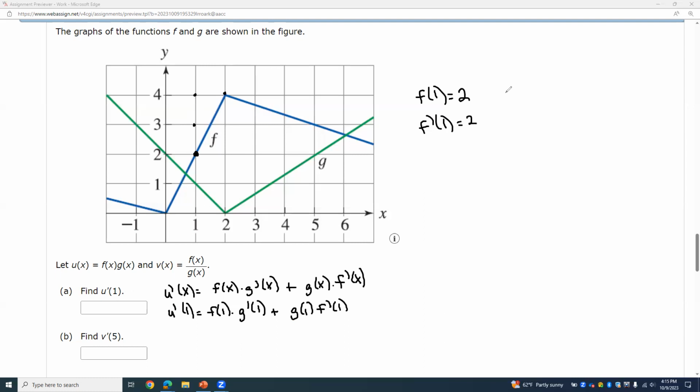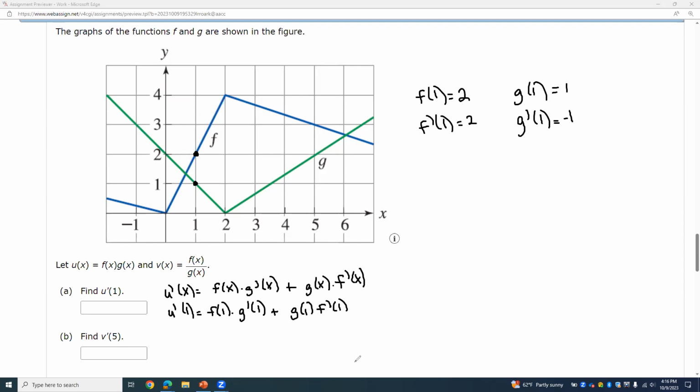Okay, I'm going to do the same thing for g while I'm here. I'm just going to get all of my ducks in a row. Okay, g of 1 is 1. If I look at where the function for g is, where x equals 1, the y value is 1, so g of 1 is 1. And then I want to find the derivative at 1, and it's the same vibes as what we did before. The derivative of g at 1 is just the slope of the line because it's a line, so it's a constant slope. And it looks like the slope of this green line at 1 is down 1 over 1. So that means my derivative of g at 1 is -1.